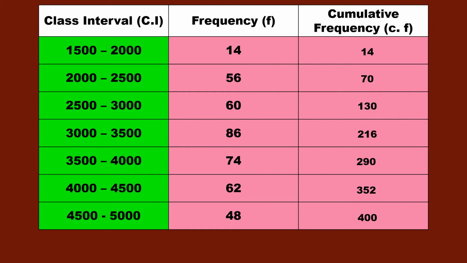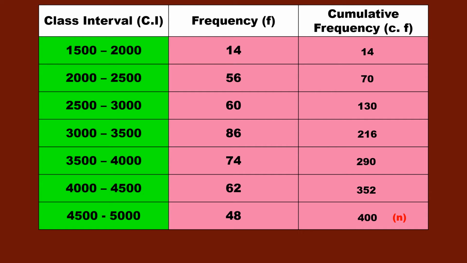So 400 is the total value. If you add all these frequency values, you will get 400 only. That is your N. So this is your N. The first thing we should find out is N. Okay, N is finished. Now to find the median class, we should do N by 2.